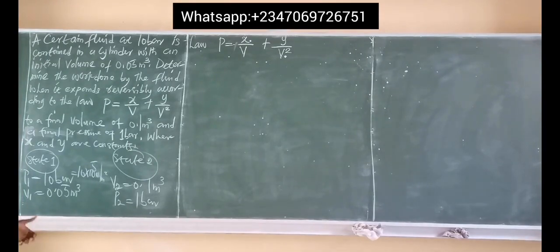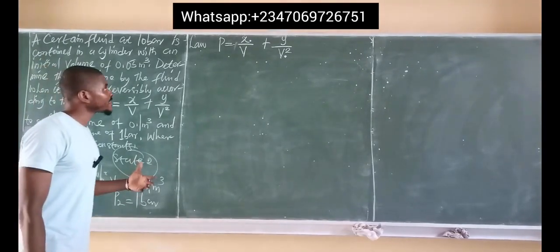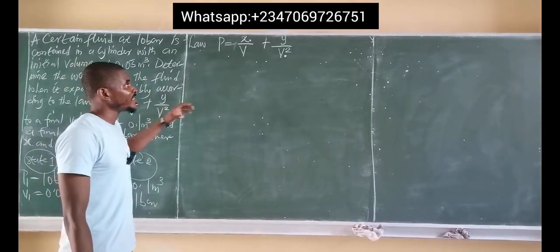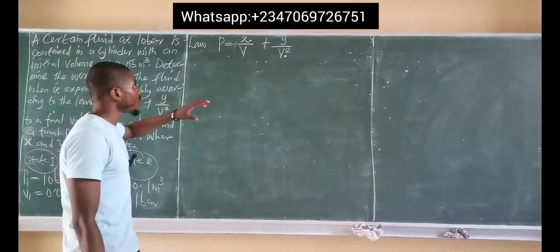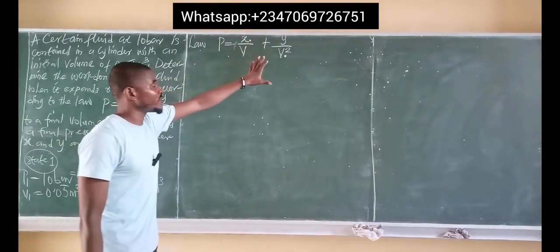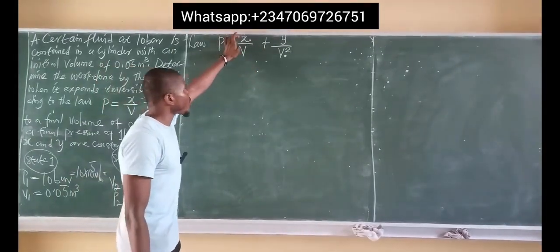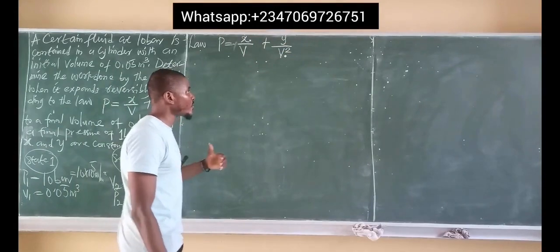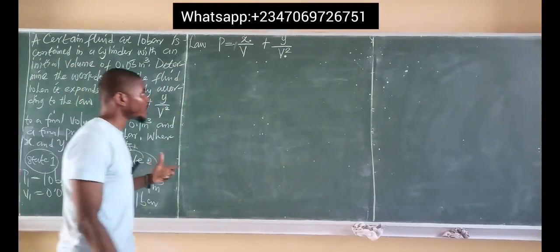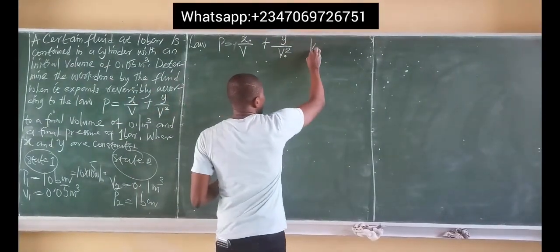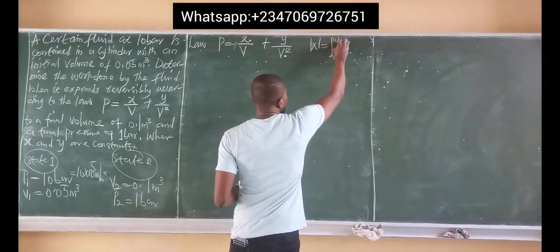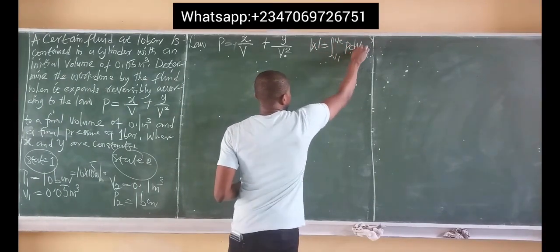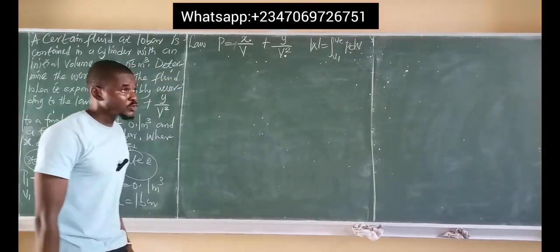When these conditions are given to you, the next thing is to find the values of the constants using, of course, the law given to you. P is already given, but we need to find the values of these constants before we can substitute into our formula. Remember, work done is equal to the integral from V1 to V2 of pressure times dV. This is our formula to calculate work done.